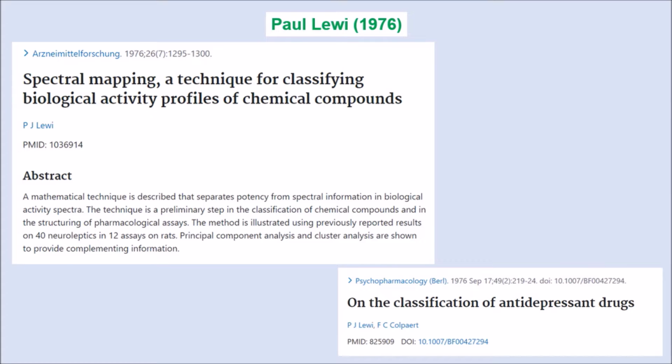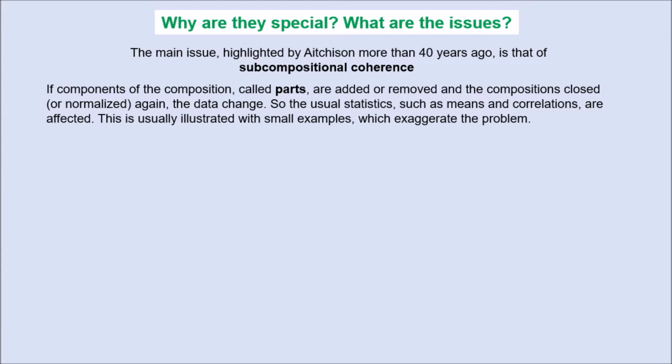So what is the big issue in CODA? It's mainly what Aitchison called subcompositional coherence. If components of the composition, called the parts, are added or removed and the compositions closed or normalized again, that is, re-expressed to sum to 1, then the data change. So the usual statistics such as means, standard deviations, and correlations are changed. This is usually illustrated with very small examples, which exaggerate the problem. And I've fallen into this trap too, since the problem becomes diluted in datasets with very many parts.